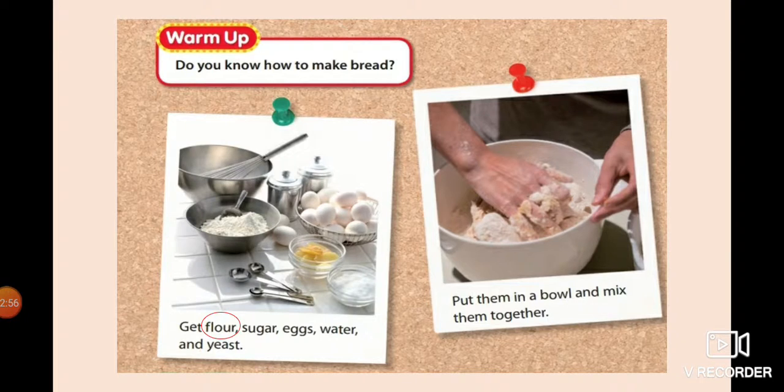The second step is to put them in a bowl and mix them together. That means we put the flour, the sugar, eggs, water, and also the yeast, and we mix all the ingredients in the bowl. This is step number two. And in the second step, we circle bowl because this is part of the keywords, and also mix.